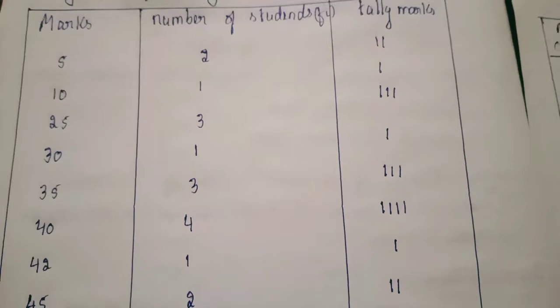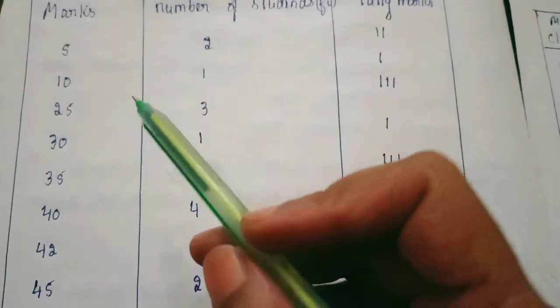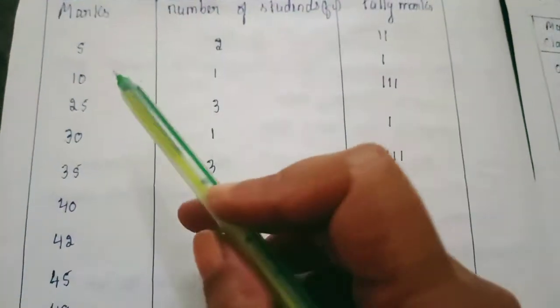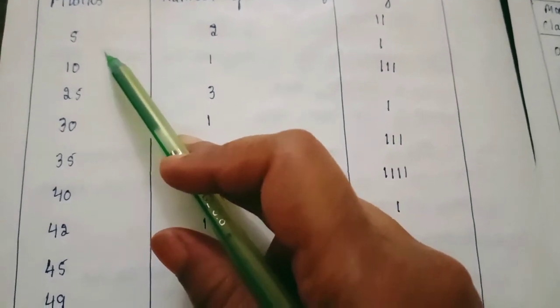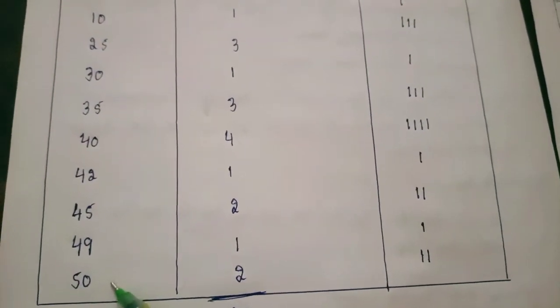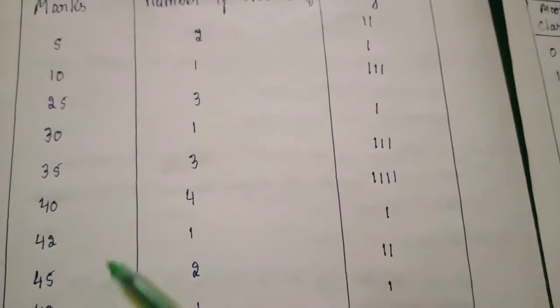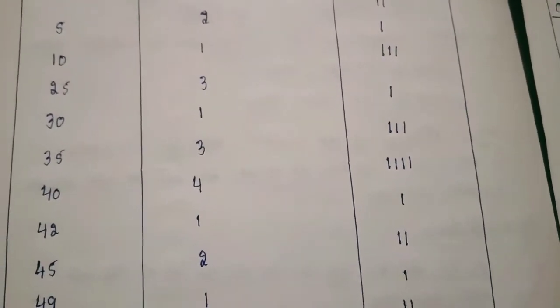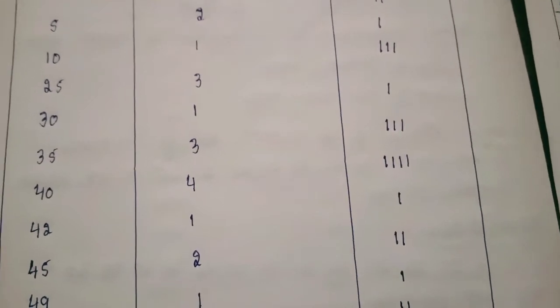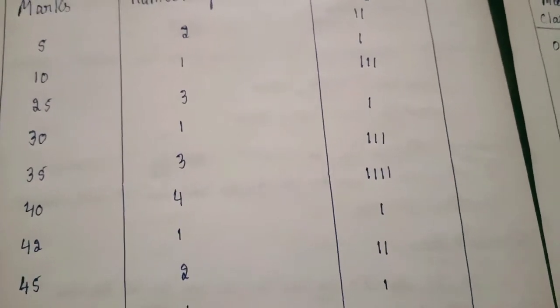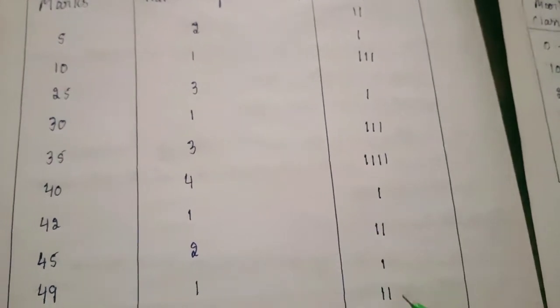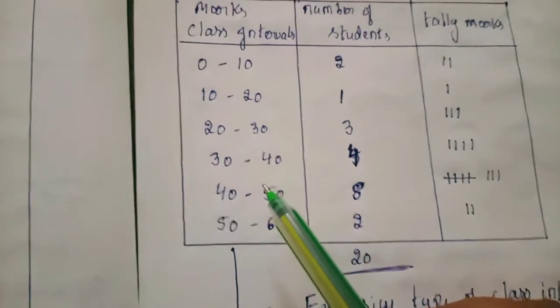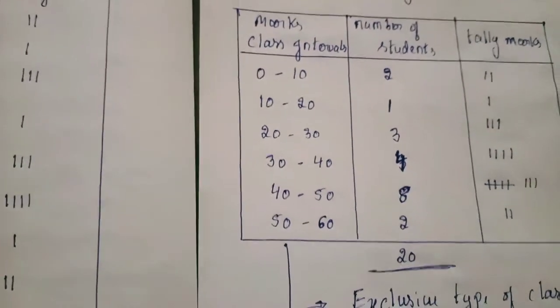Listen carefully. Whenever you want to convert this data to grouped, first you should know what the minimum is here. What is the minimum observation? 5. And what is the maximum observation? 50. Now you have to make some groups where the number of observations should be the same in each group. I hope everyone is following. We have to convert these observations into certain groups where the number of observations in each group must be the same. So now you should decide.